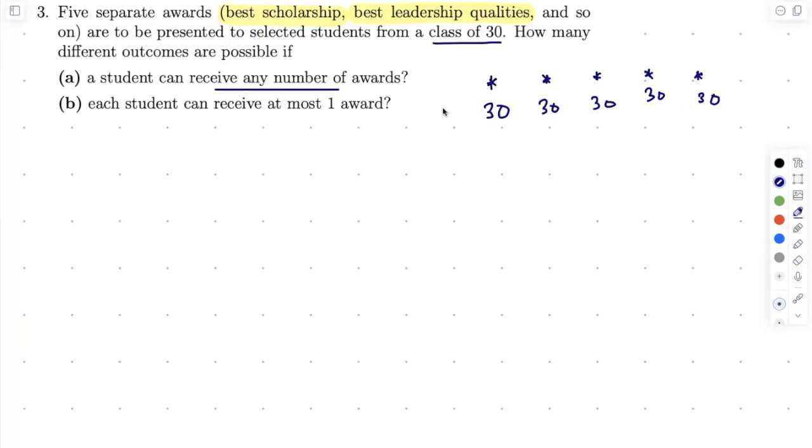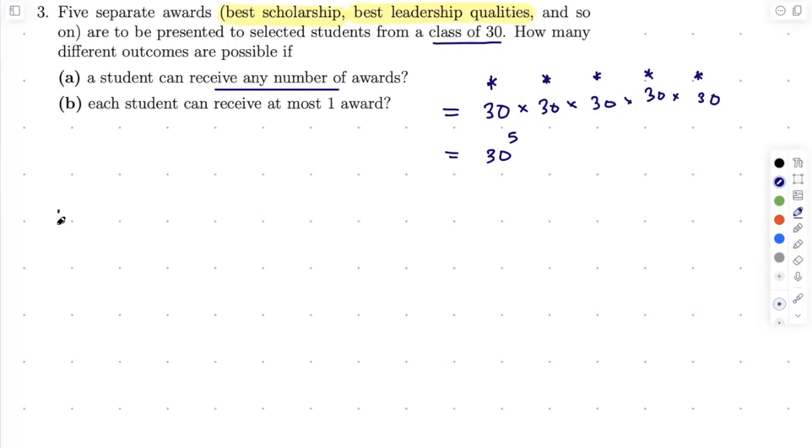So for the first case, how many possibilities are there? Because you have to give the answer together. So in this case, the total possibilities are going to be 30 raised to the power 5.